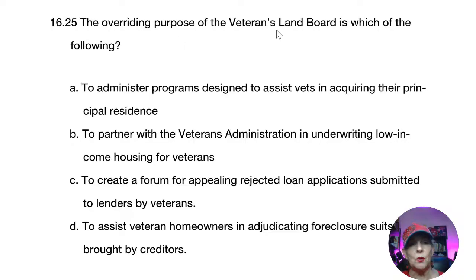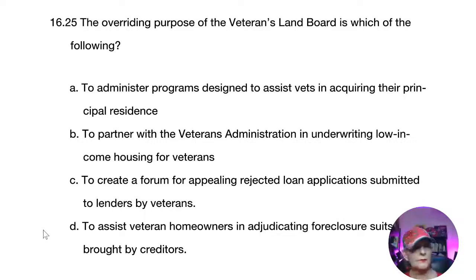625, the overriding purpose of the Veterans Land Board is: A, to administer programs designed to assist vets in acquiring their principal residence. B, to partner with the Veterans Administration in underwriting low-income housing for veterans. C, to create a forum for appealing rejected loan applications, veteran homeowners. So what is the overriding purpose of it?